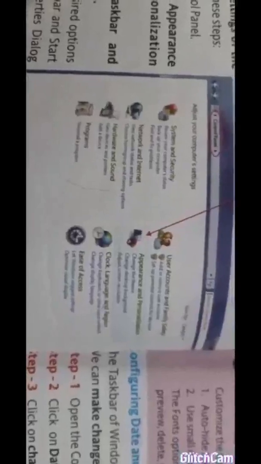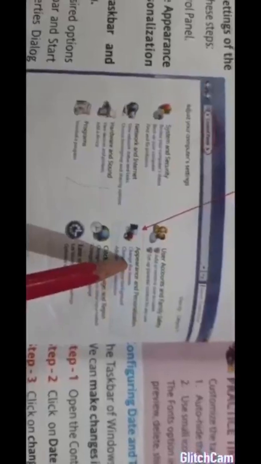Now if you want to customize the taskbar, again you have to go to the same option. Once again you have to click it, and the next window will appear on your screen. You can see the taskbar and Start Menu. When you click on this, the other window will appear on the screen. It will look like that.